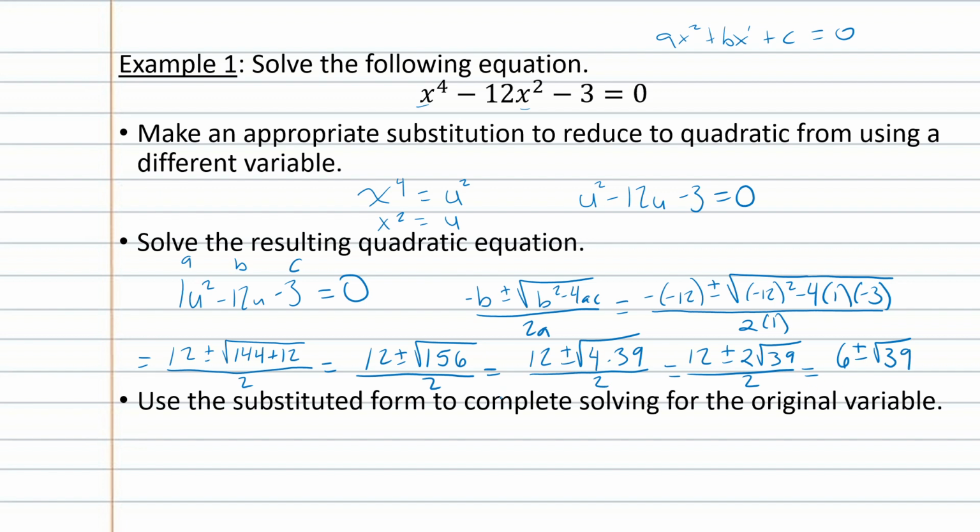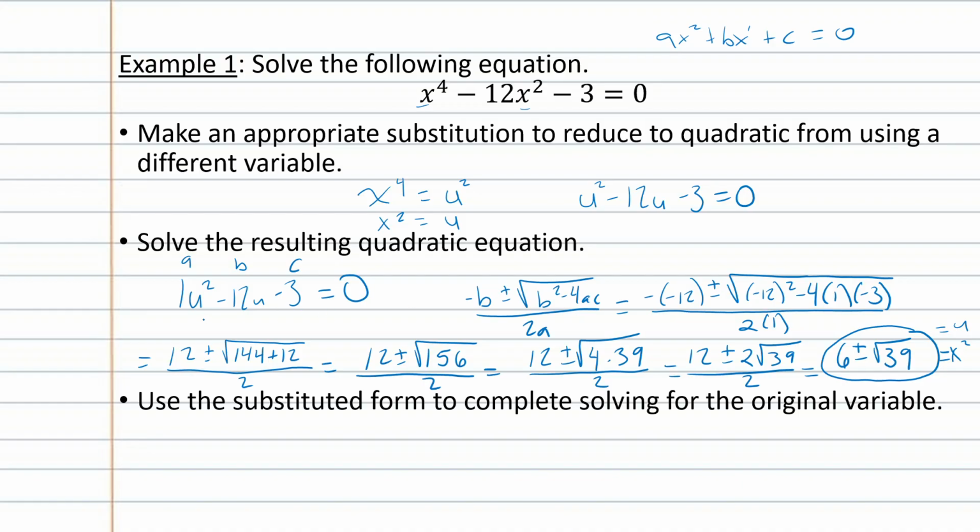All right, so we've gotten that far. We have our two solutions. One of them is 6 plus the square root of 39, one of them is 6 minus the square root of 39. But we're not done. We need to take this solution and recognize that that is equal to u, which is equal to x squared. The reason that's equal to x squared is because it's technically equal to u.